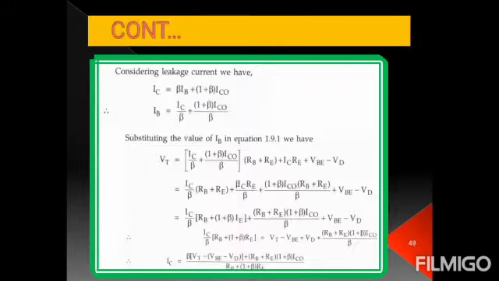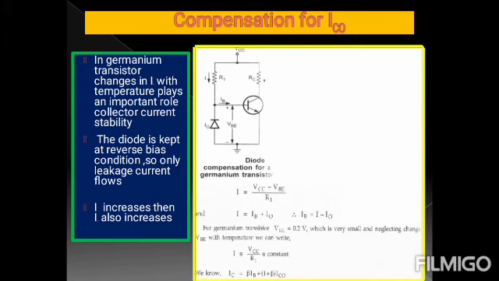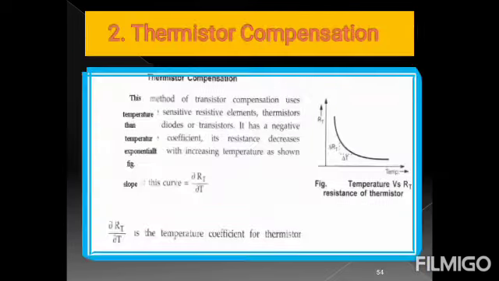Okay, next we are going to discuss how the changes in ICO due to temperature increase are compensated. Here we are connecting the diode in the voltage divider bias circuit. In the base emitter side we are connecting the diode, and the diode is connected in reverse direction. So if there is any increase in the output current due to the increase in the temperature, that is compensated, as the increase in VBE is reduced by the increase in the diode in the negative side. So this is how we are compensating the ICO and VBE by using diodes.